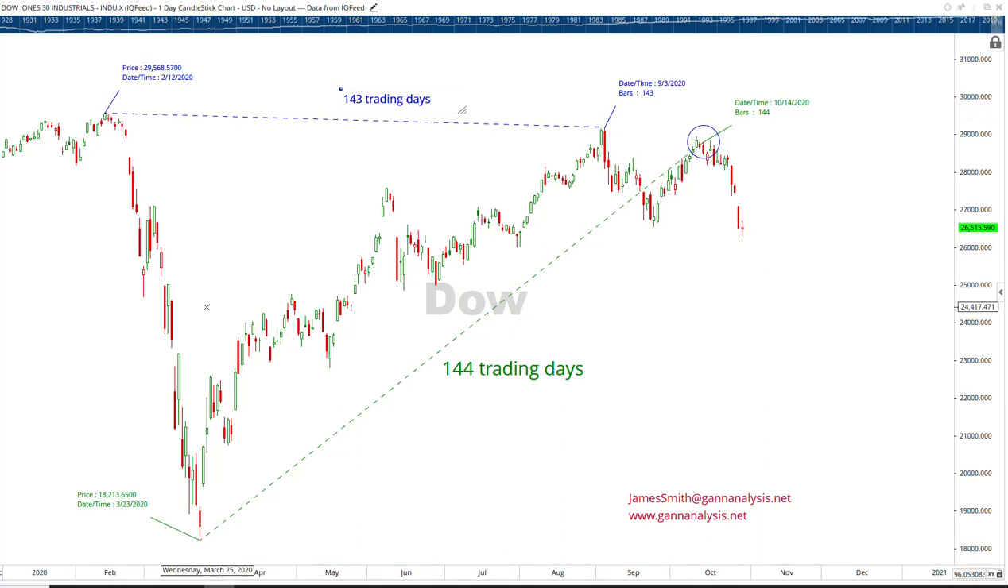every low. So, for example, Dow, February 12th was the high, 143 days. Okay, close enough. It was off by a day. 143 trading days, high to high, into September 3rd. And from the low of March 23rd to the high, within a few days, was mid-October, 144 trading days, and you can see what happened after that.